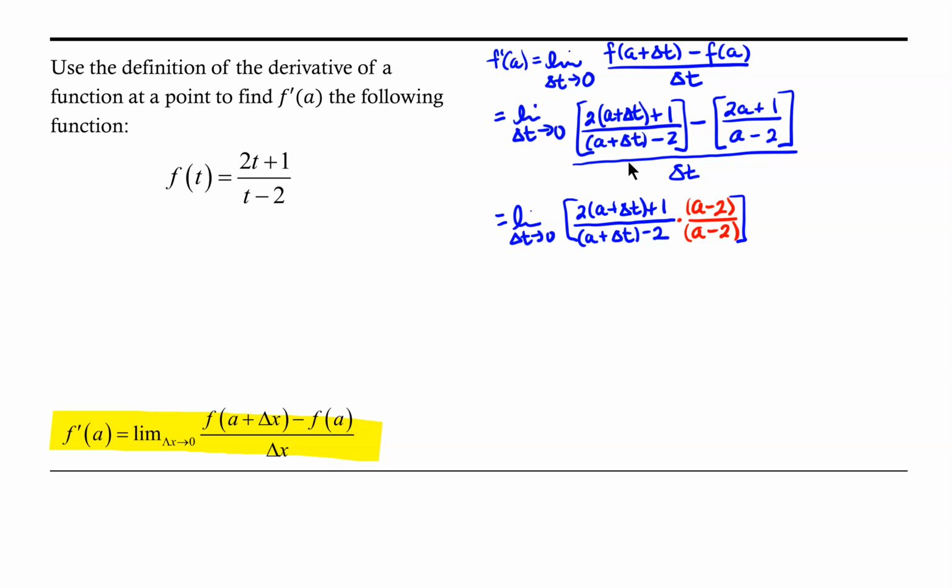And we're going to do something similar with the second part of our numerator. We'll have 2a plus 1 over a minus 2. And since the best we can do to get a common denominator is to multiply the two denominators, we will be multiplying here by a plus delta t minus 2 over a plus delta t minus 2. Now we're going to take that whole expression over delta t.